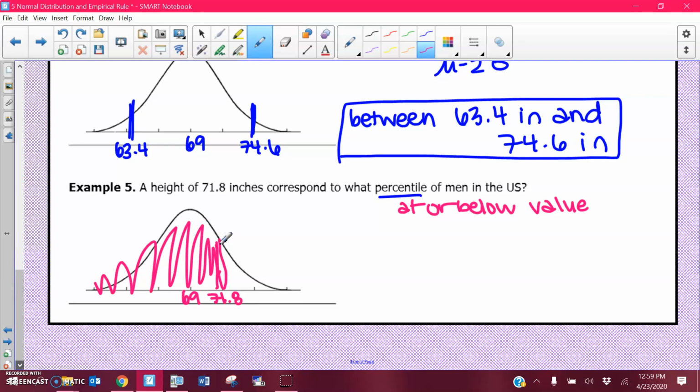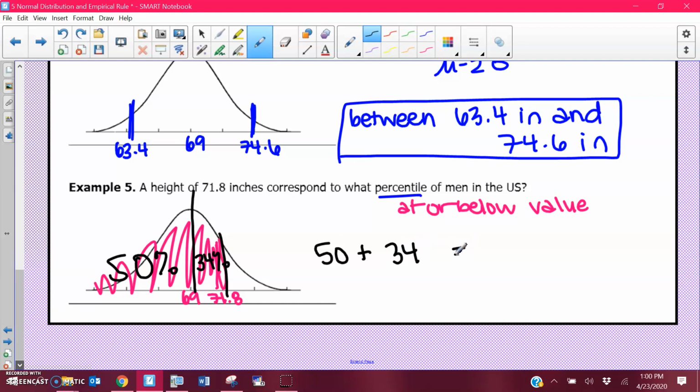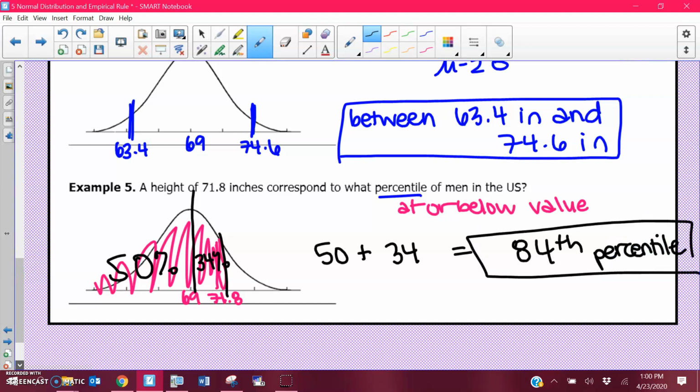The first thing I know is that all the way over here, this is half of my data. This is 50% of my data on the left side of the mean. So if I then take that 50% and add whatever this is, which is 1 standard deviation away, so 34%, that's going to give me my percentile. So they are in the 84th percentile. That means 84% of people are at or below their height. And that is about the empirical rule and the normal distribution.